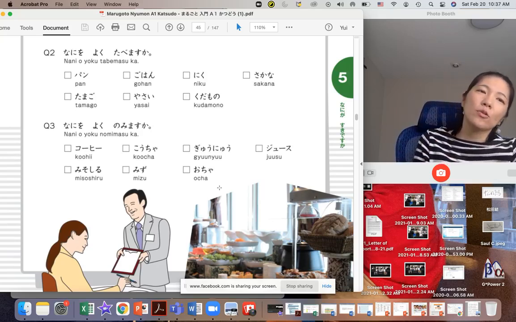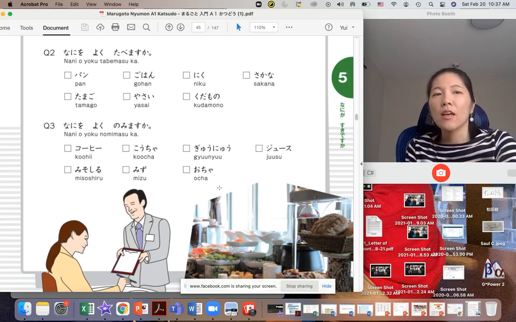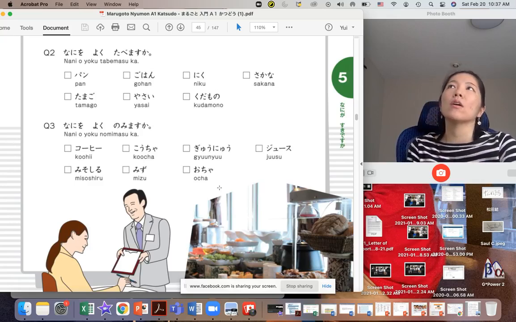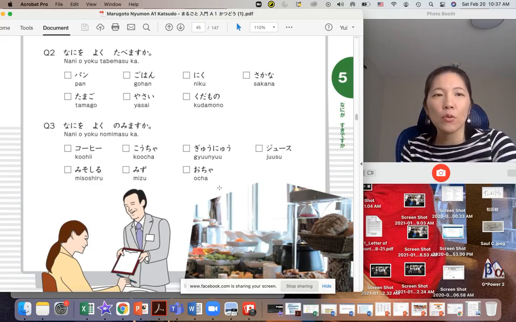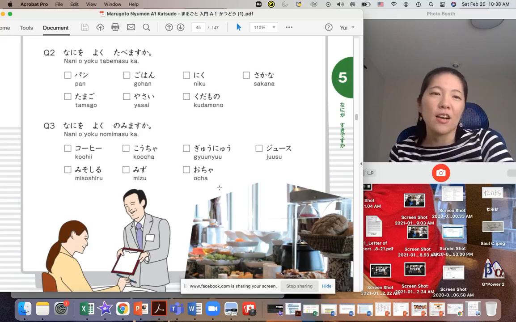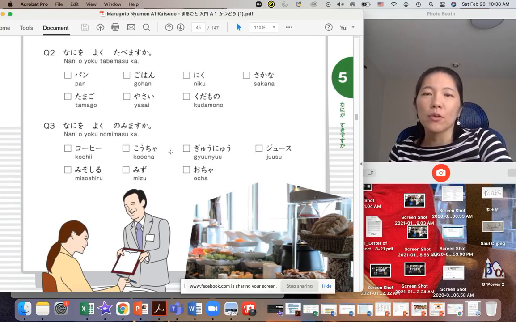And when we say ocha, it's usually like Japanese tea, right? So it could be green tea, or there's a brown tea, hojicha, or mugicha, a barley tea. That's not English tea. So herbal tea would be under kocha. Yeah. So what do you often drink?